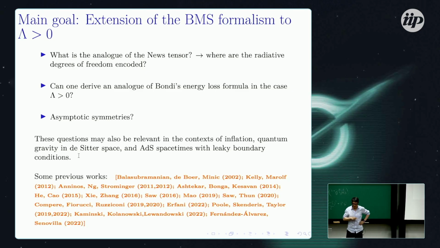And let me emphasize that this question can also be relevant in other contexts. For example, in inflation, we know that this era is described by nearly de Sitter spacetime, so in principle these ideas could be applied in that context. For example, quantum gravity in de Sitter space, I don't have anything to say about that. Or also AdS spacetime with leaky boundary conditions, because basically all these results can be extended to AdS by changing the sign of lambda. All the expressions allow this change of sign without problems. So these are some problems one can explore. And there are many works before this that study different aspects of asymptotic symmetries or radiation in the nonlinear theory.